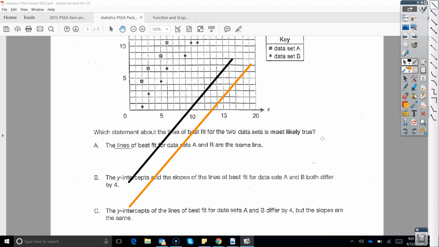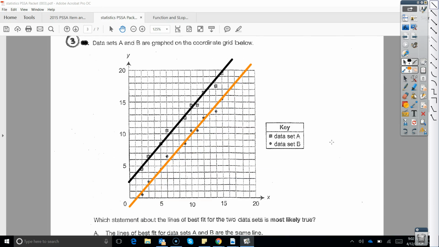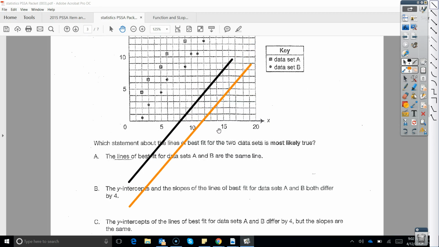Choice C says the y-intercepts of the lines of best fit of the data sets differ by 4 and the slopes are the same. That's pretty consistent with what we were looking at. So far I think C looks like a good choice. And then for choice D, it says the slope of the line of best fit for data set A is 4, and the slope of the line of best fit for data set B is 1/4. We can rule that out just because it looks like our slopes are about the same. So in this case, we could say that choice C is the answer.